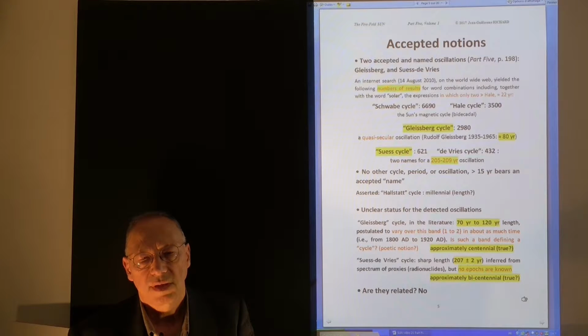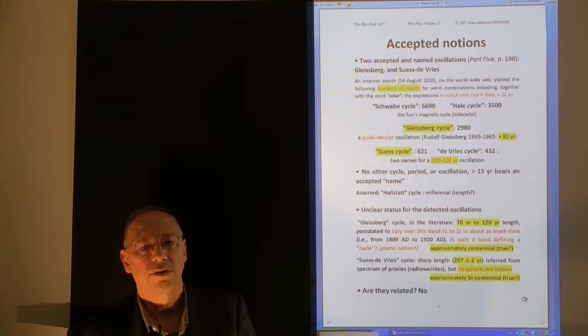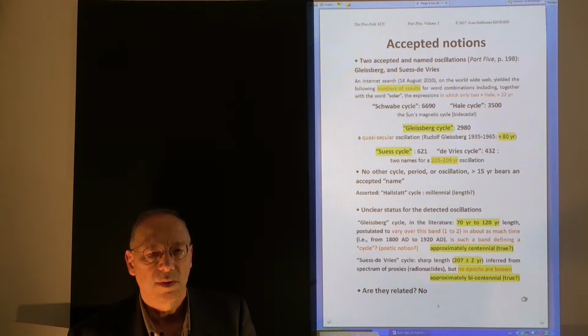The Suess-de Vries, conversely, as a cyclicality, has a very sharply defined length of 207 years plus or minus 2 years, which is inferred from the spectrum of proxies in the radionuclide records, but no epochs for this fluctuation are known. So we don't know when its extreme epochs are. Is it truly a cycle?